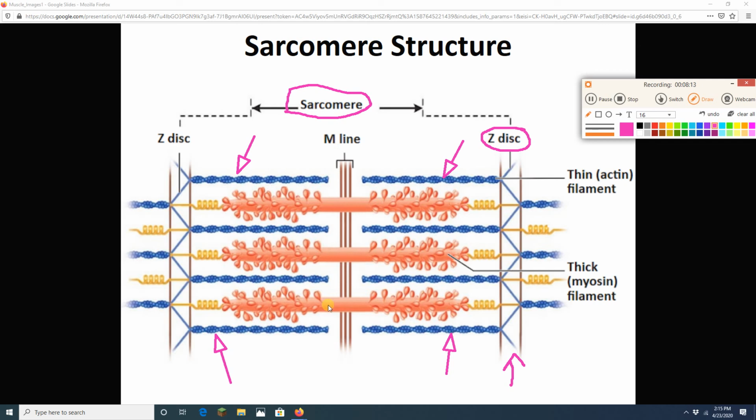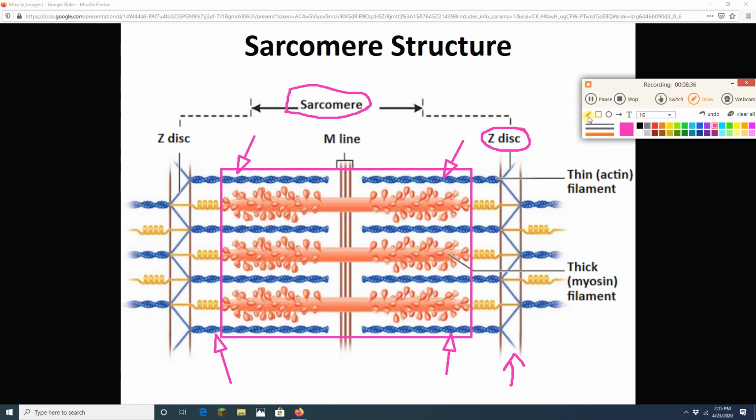We also have an A band visible in here. The A band isn't labeled, so let's label that A band. The A band would be from right here all the way to right here. So there's the A band, from one edge of the myosin thick filament to the other.